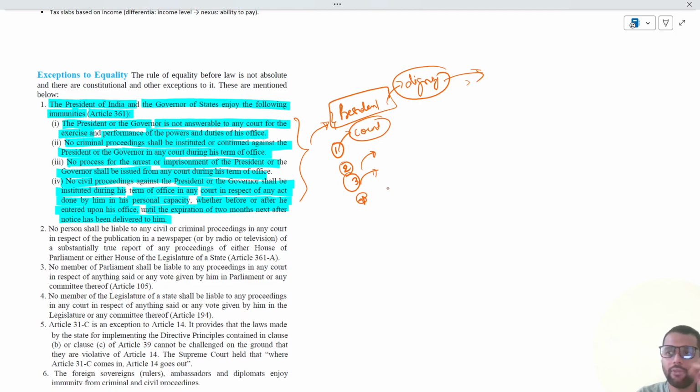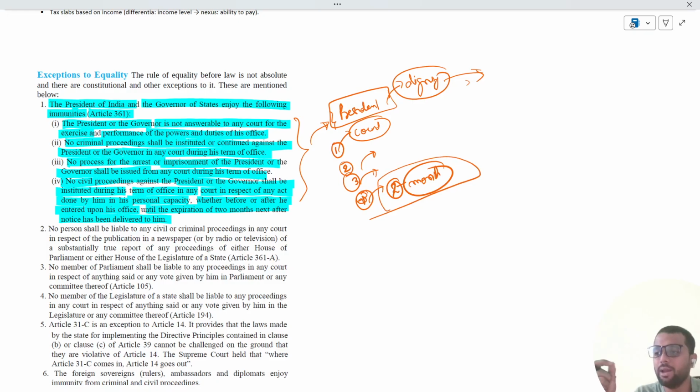Point number four, if I have done something wrong, even in my personal capacity, and you want to initiate a civil proceeding against me, then you have to give me notice. You have to give me a two month notice. Suppose I have a civil dispute with my neighbor in my personal capacity, you have to give a two month notice to me that after two months, a civil case will be initiated against you. Why this two month notice? So within these two months, I may be able to settle the dispute. I may convince my neighbor, or whoever I am having a civil dispute with.